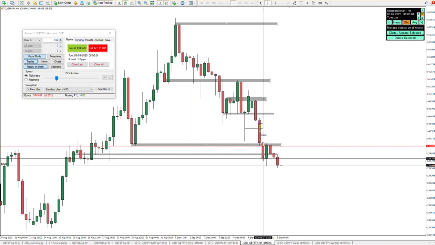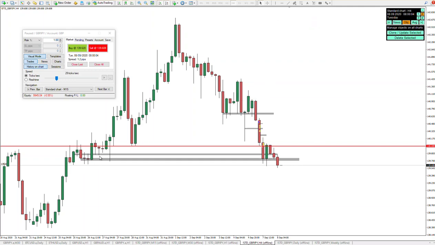It closed below the support, meaning we can expect lower prices. It also came below this support. So let me take out that one. We also have support there, so we got a support area there. Even it closed below this support.